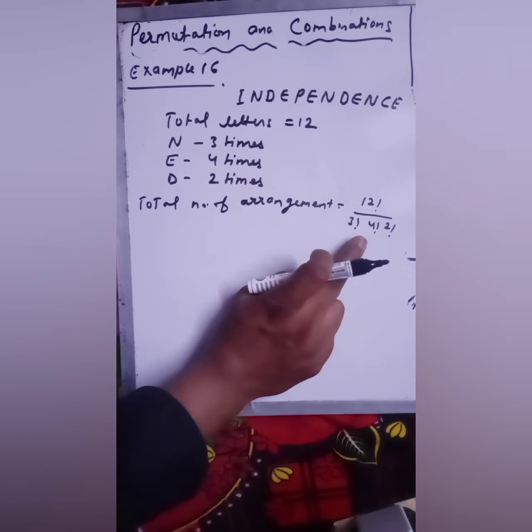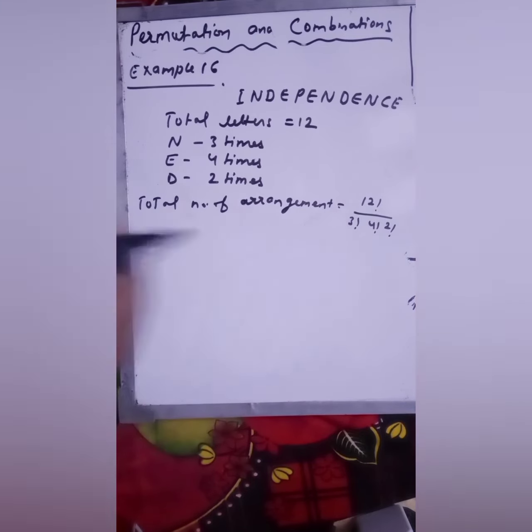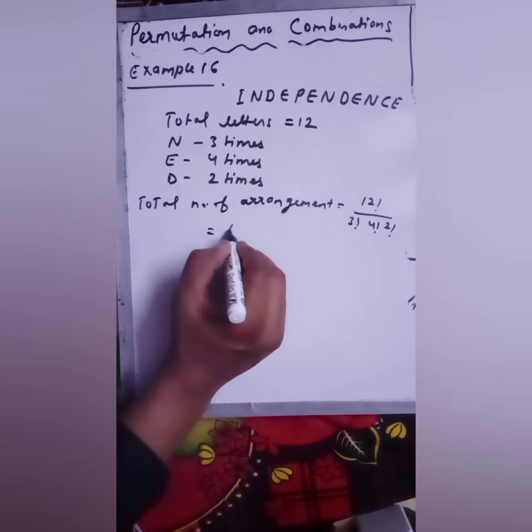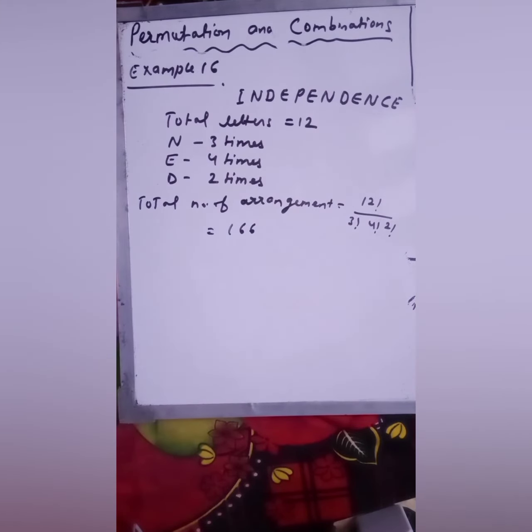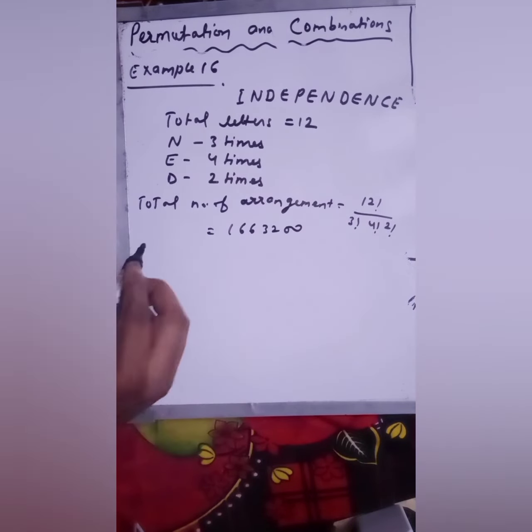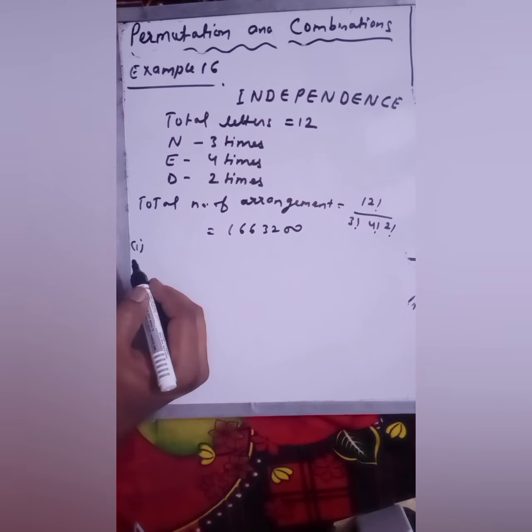We had done this formula in the previous video, so I'm not explaining this. When you solve this, you will get the total number of arrangements. Your answer would be 1663200.